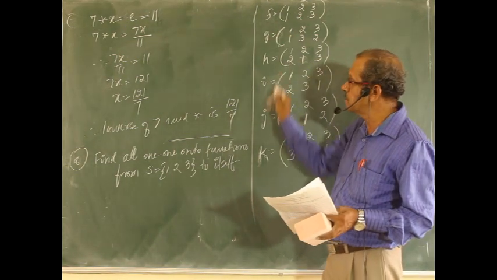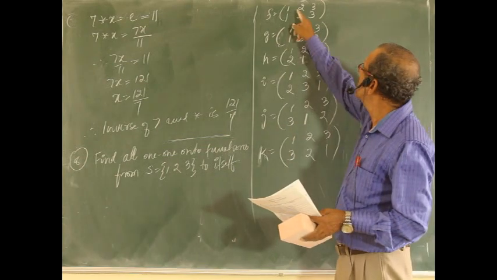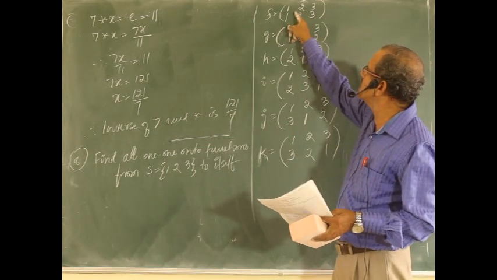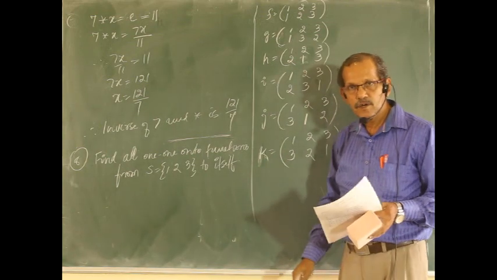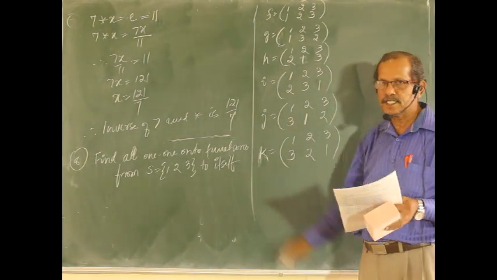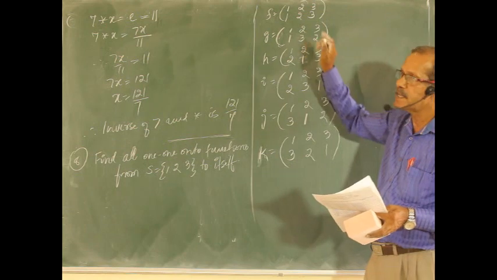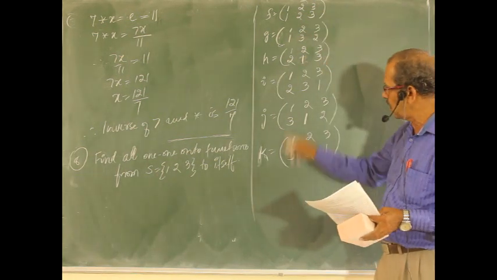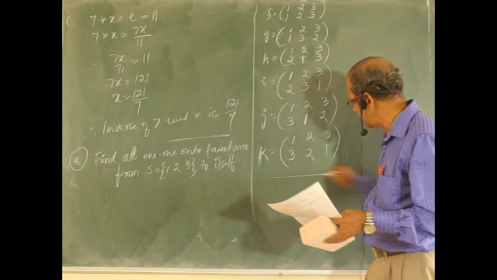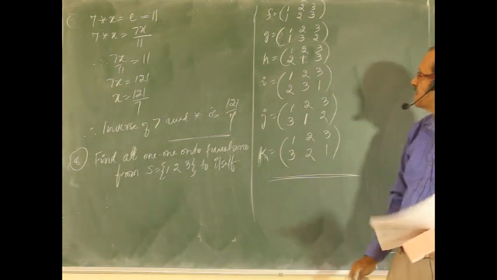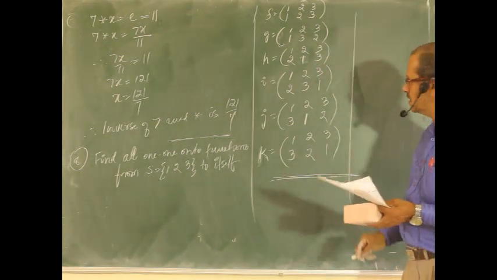Actually, it is called a permutation function. If it contains 3 elements, 3 factorial, 6 functions, only this. Total number of possible functions, only 6. 3 factorial means 3 into 2 into 1, 6. So all the 6 are written. Find all one-one onto functions from itself, over. These are the functions. Right?